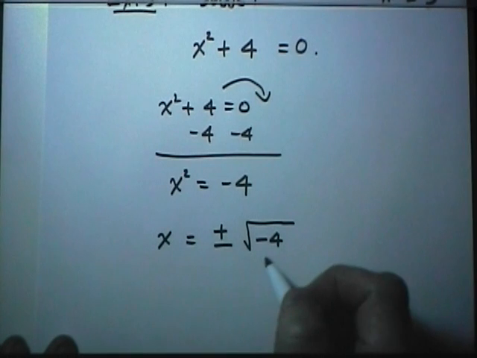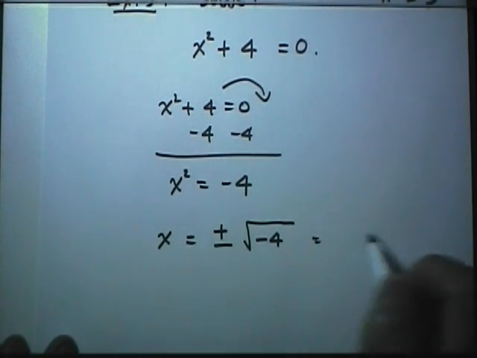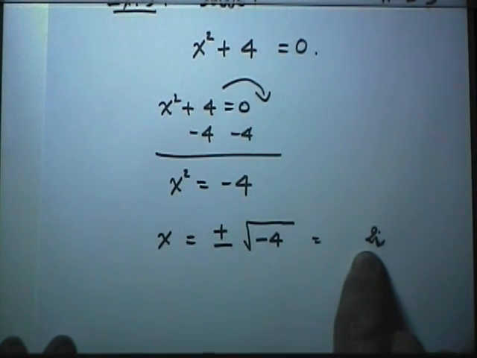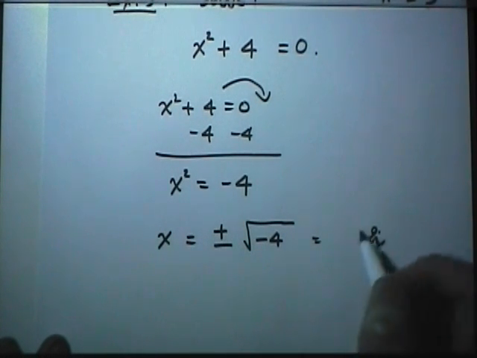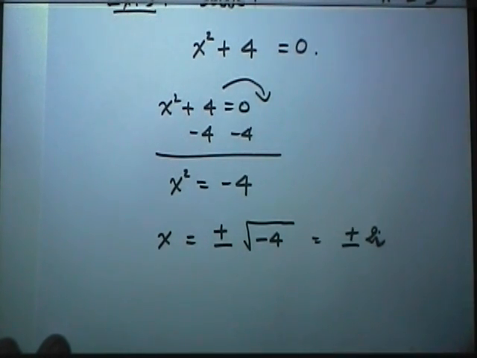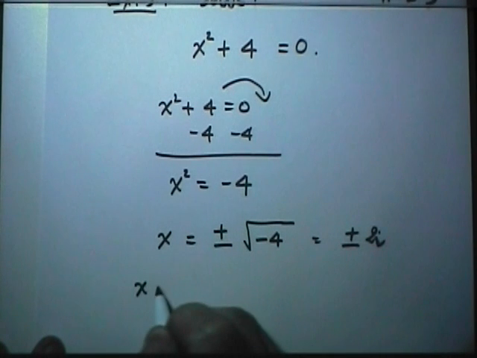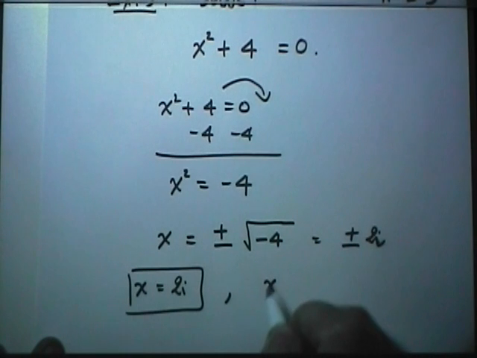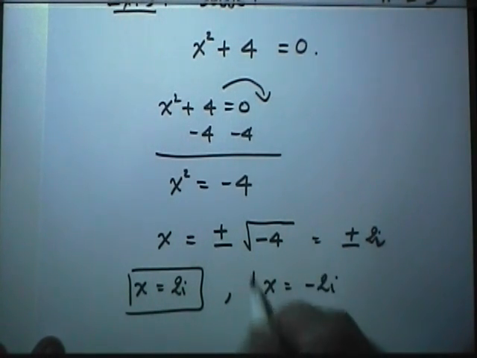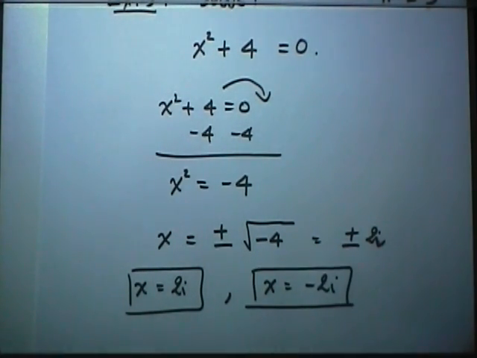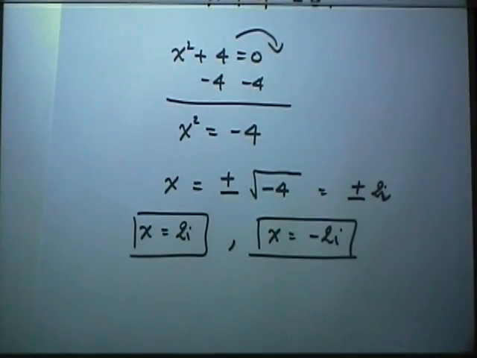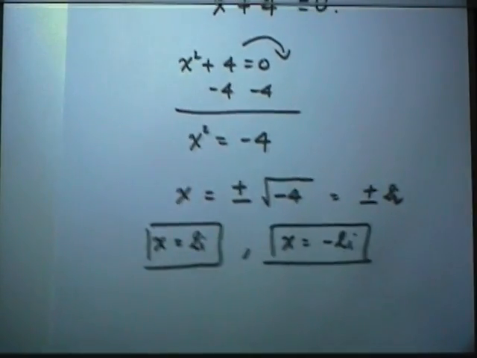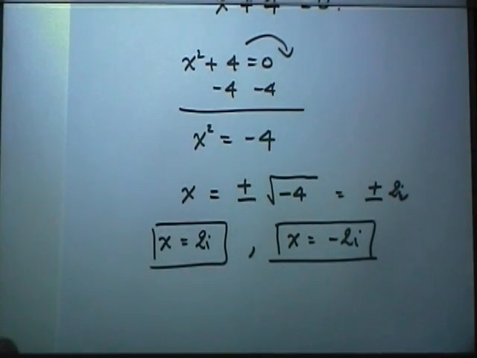So what I have here is the square root of negative 4 is 2i. Okay? If you don't know how I got the 2i here, make sure you go back and review the complex numbers that we learned in class. And then the answer here is plus or minus 2i. Meaning one of your solutions is positive 2i, and the other solution is x equals minus 2i. So yes, that is another example of how you can solve a quadratic equation using the square root property.